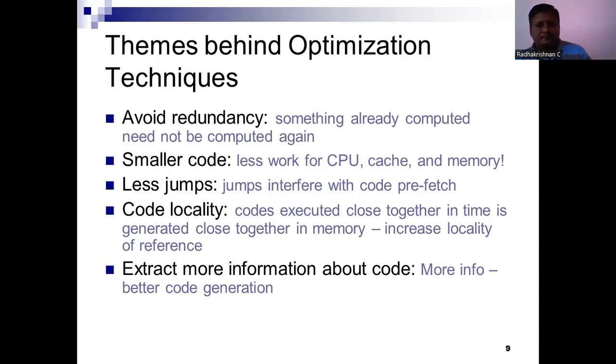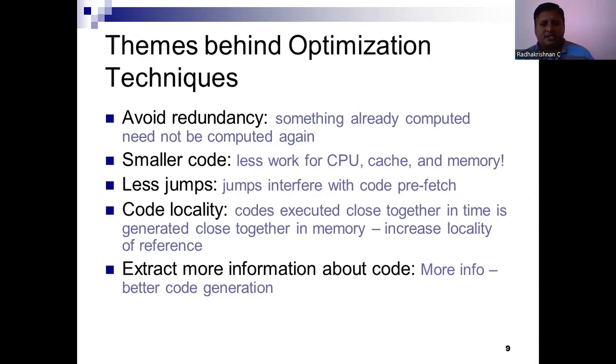Smaller code. Based on the priority, the code size will be reduced. For example, what is multiplication? Multiplication is nothing but repeated addition. So in terms of multiplication code, we can reduce it into an addition process. That is the concept of smaller code. That means less work for the CPU, cache, and memory. Less jump.